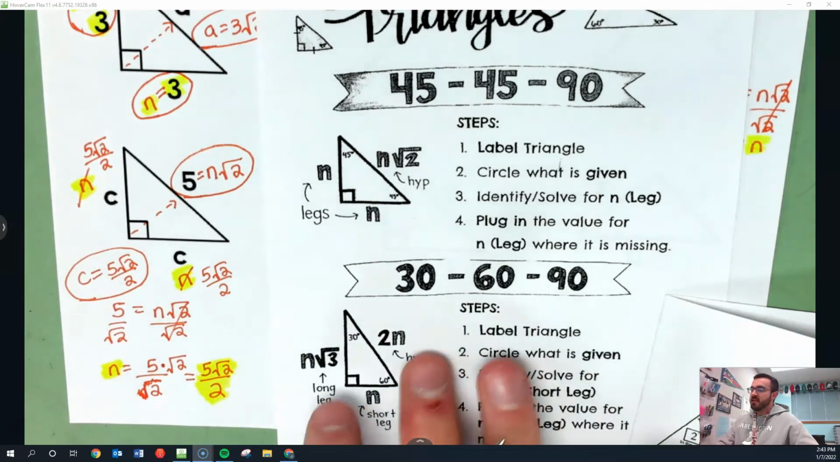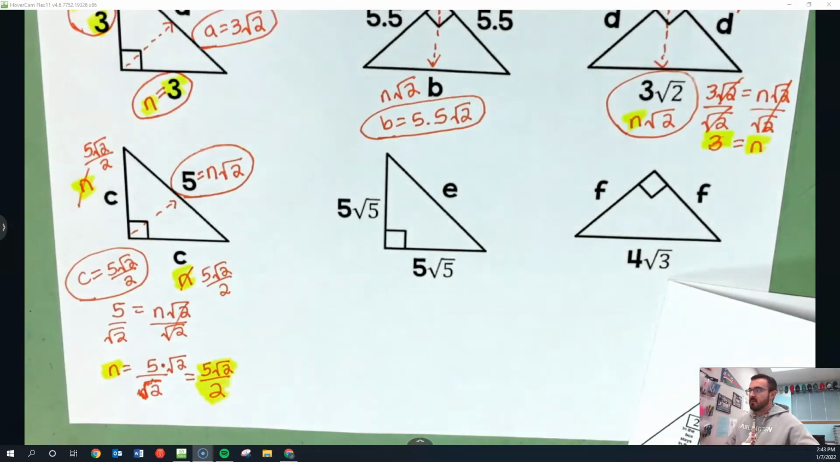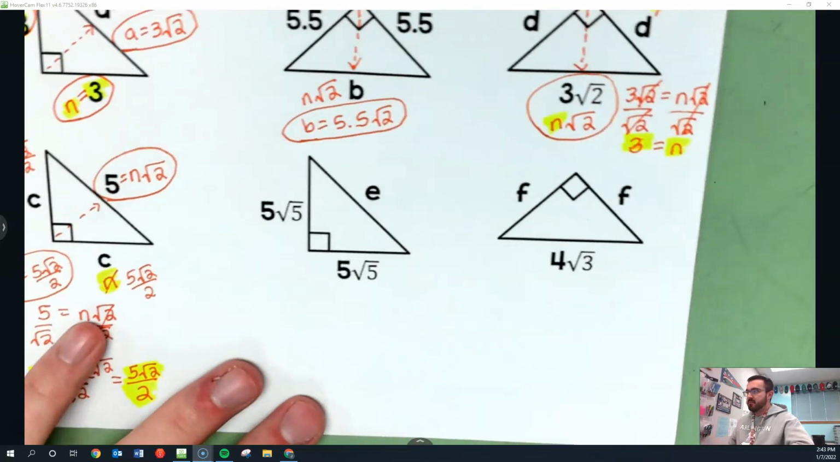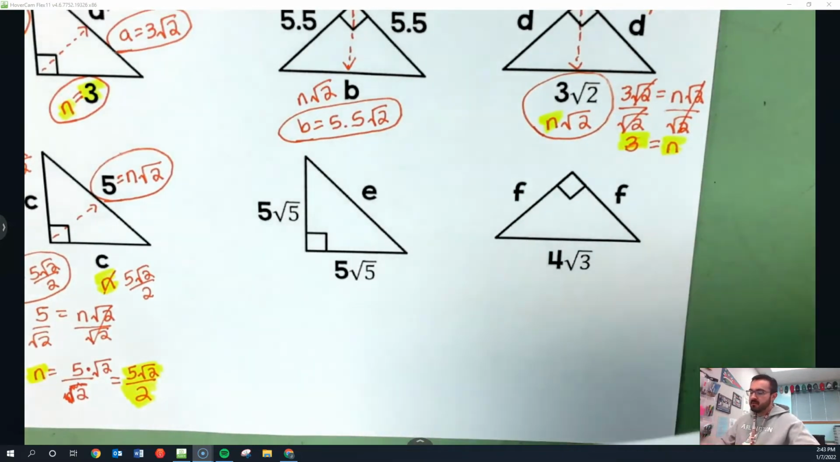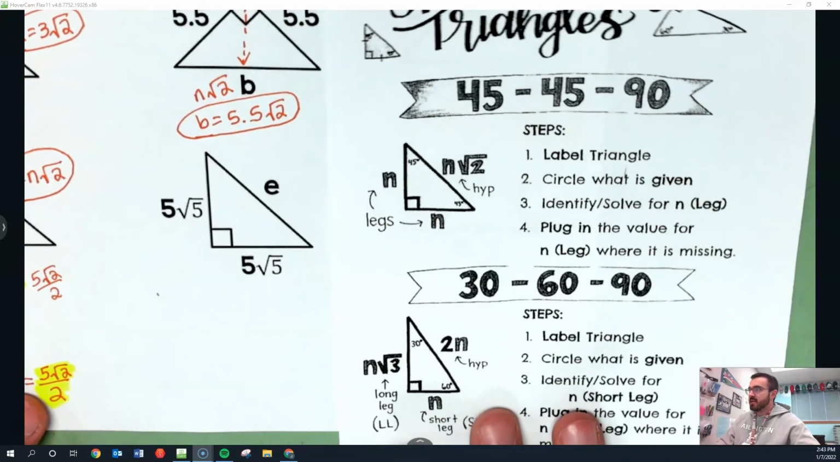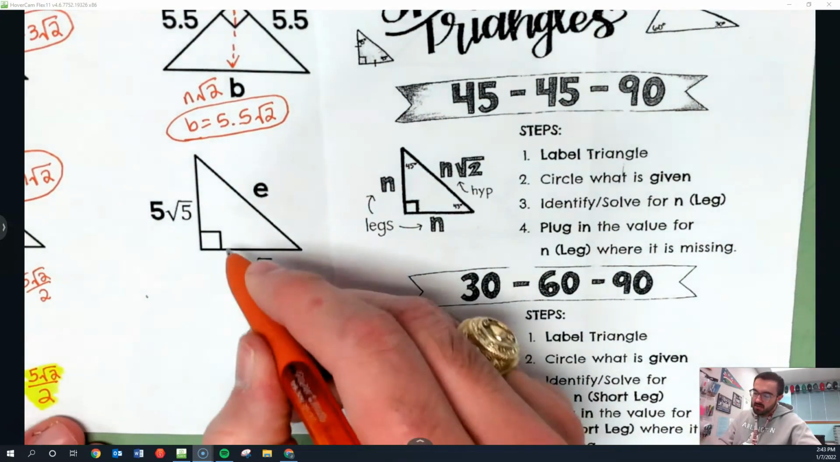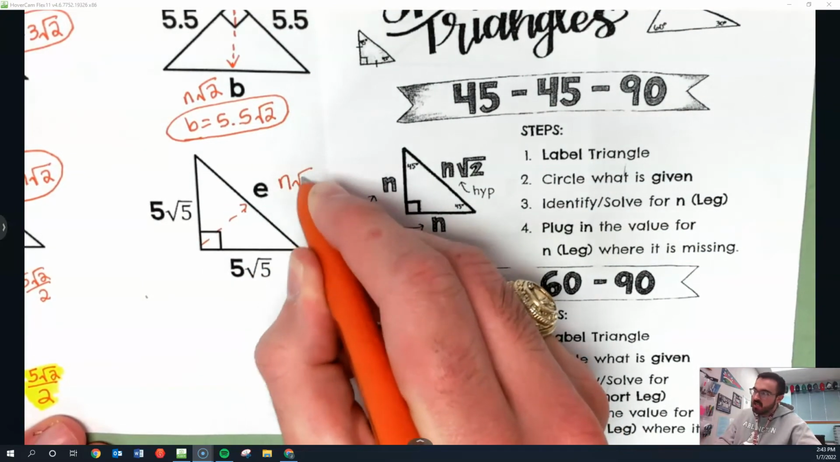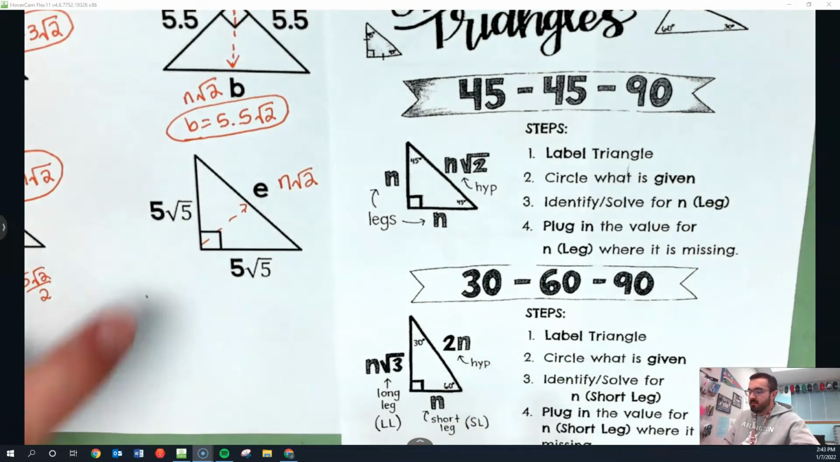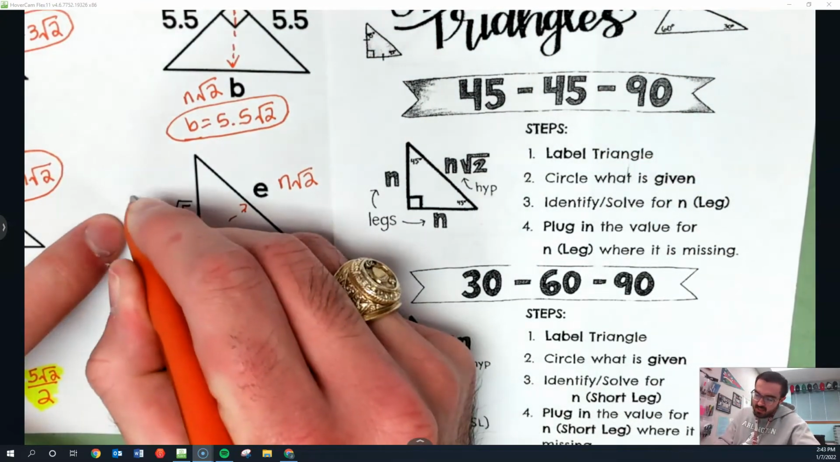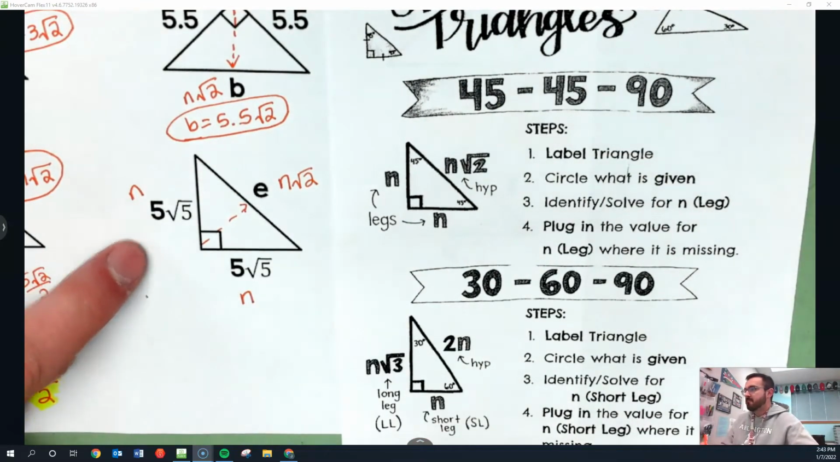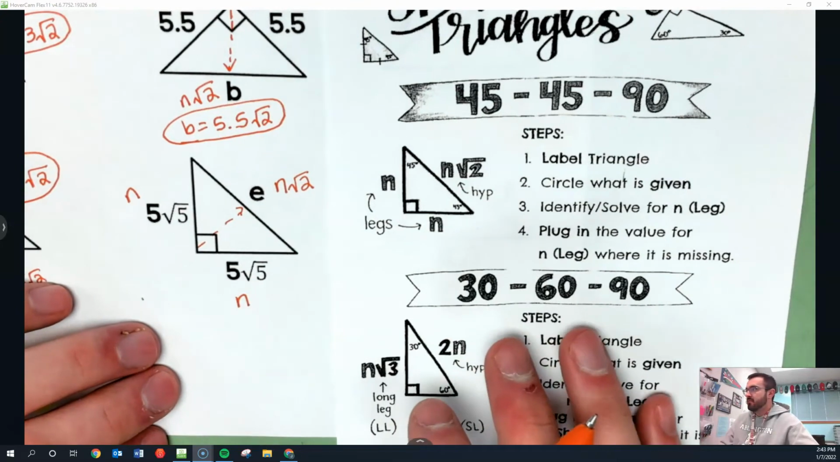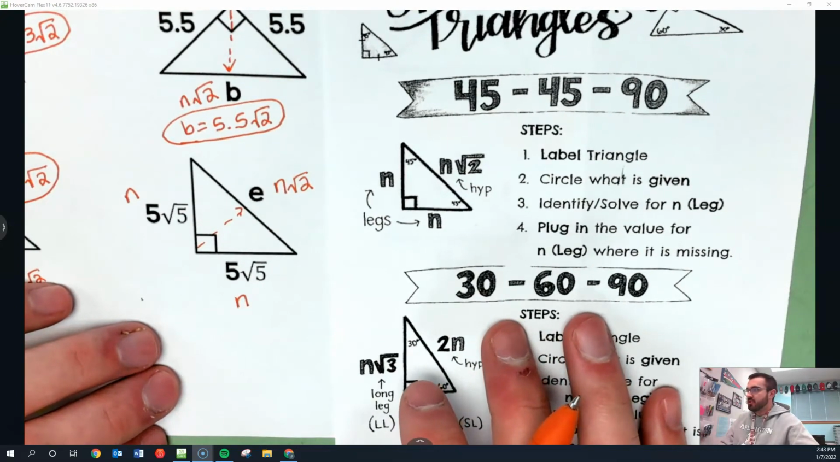What about the next one? All right, here we go. This problem right here, this triangle. Here's my steps. I'm going to label my triangle. So here is my hypotenuse, because it's across from the right angle. This is n root 2. Okay, what about my legs? This is n, this is n. All right, I'm going to circle what is given.